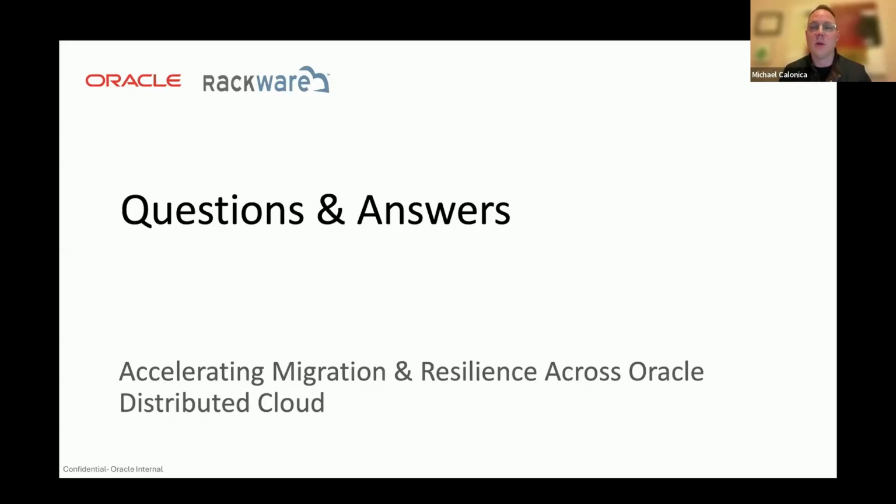From a sandbox environment perspective, we don't have a sandbox environment hosted on our site today, but with that said, RackWare is readily available in the OCI marketplace. So you can either download RackWare as a paid listing, or you can choose the BYOL option. You can also get licensing directly from RackWare today.